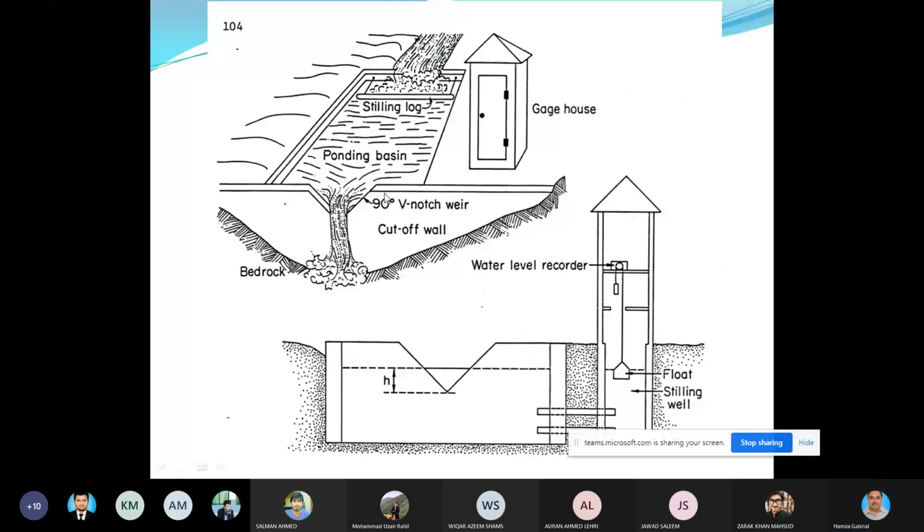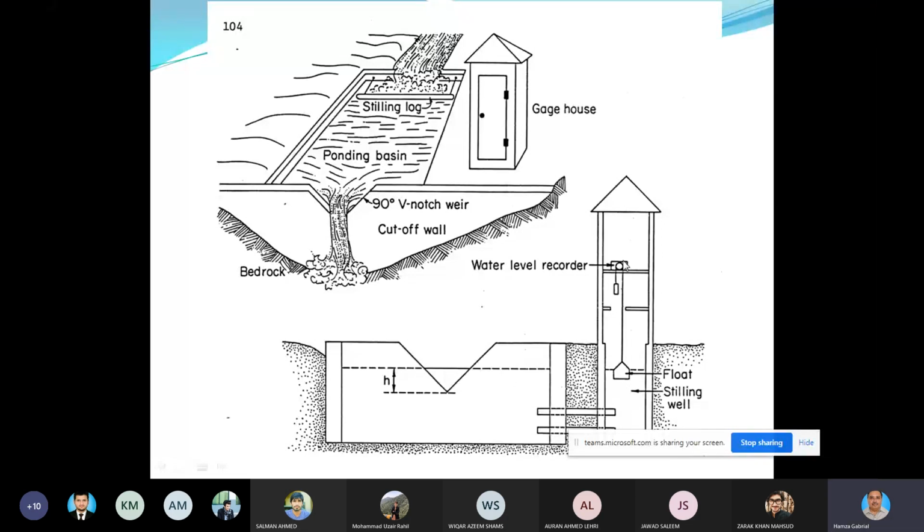So you see a V notch, a 90-degree V notch. All the flow is being led into this ponding basin, and there is a stilling log, so that any turbulence which is created is all mitigated, and then you have a stilling well. So in the stilling well, you see there are two inlet pipes through which the water enters into the stilling well, and the water level in the stilling well is the same as that in the stream.